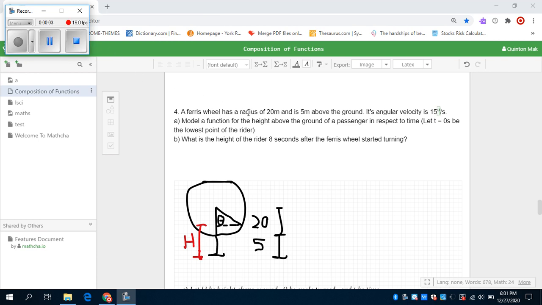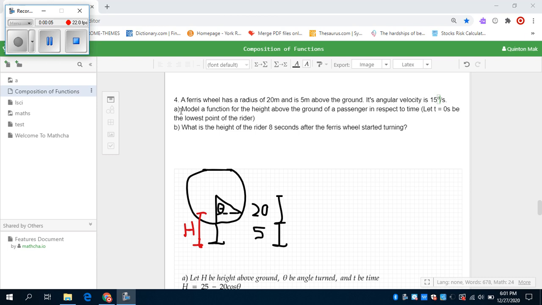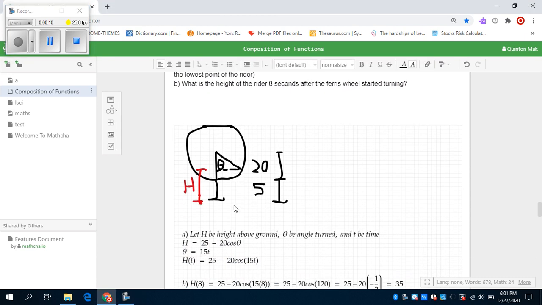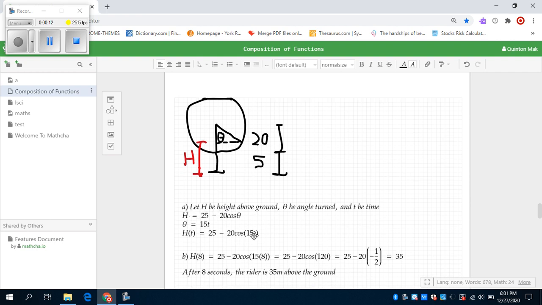And we're back. We left off on question number 4, so let's get started on this.